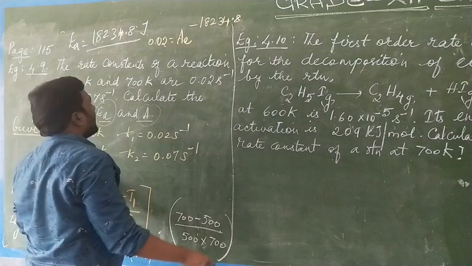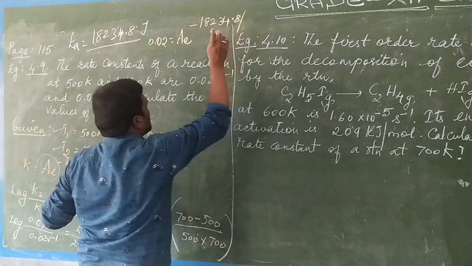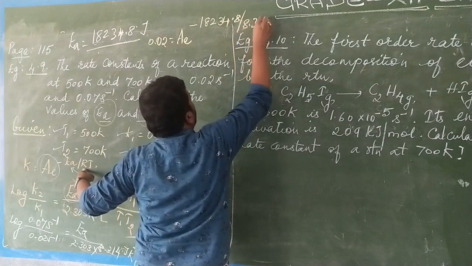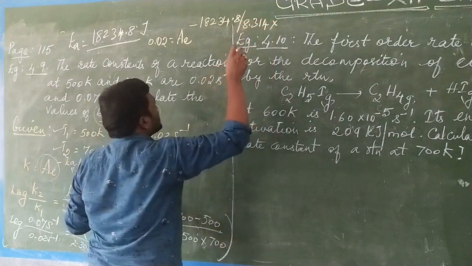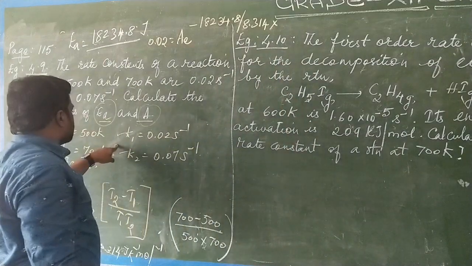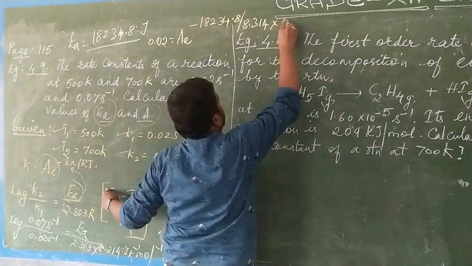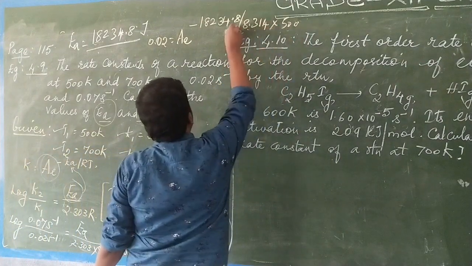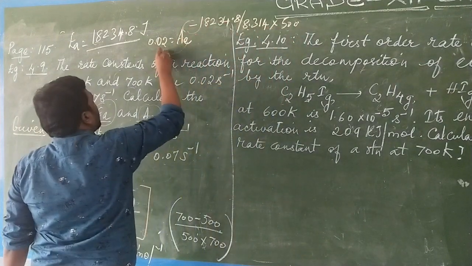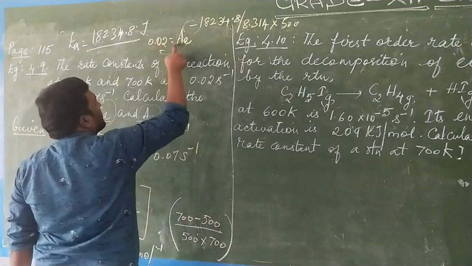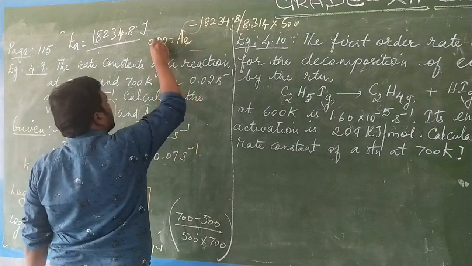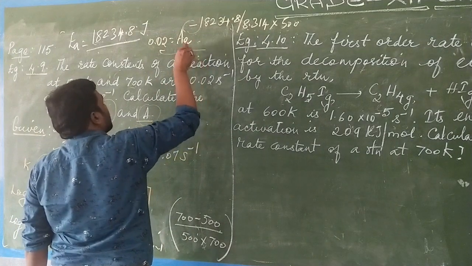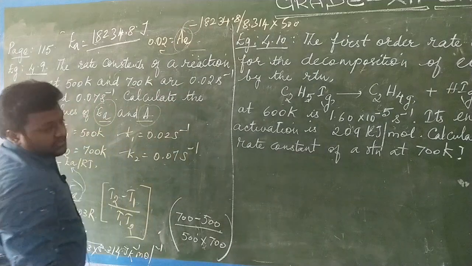Minus 18234.8 divided by, what is the gas constant value? It is 8.314 into the temperature. What is the temperature for K1? 500 Kelvin, so into 500. Substitute, multiply, divide, and take the answer here. Bring it to the other side. The upper value will come to the denominator and this value will come to the numerator. Substitute numerator and denominator, and finally you will get the answer for this A.